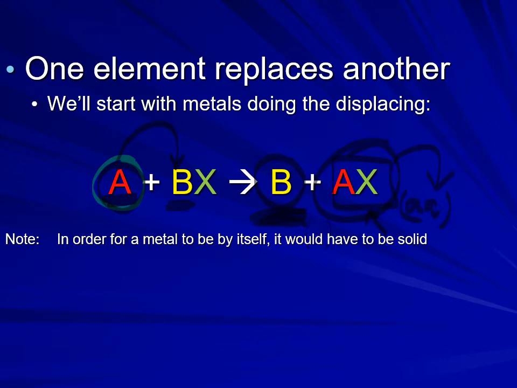Let's clear this up a bit. In order for a metal to be by itself, it's going to have to be a solid. So, for example, if A were the thing that was by itself, if it was some type of metal, we would be finding it as a solid. And if it was reacting with BX here, as mentioned earlier, it would be aqueous. Then, if this reaction were to occur, A is going to replace B. So now B, if it's going to be by itself, and if it's a metal, it's going to have to be a solid. And then A would now be in solution with X.